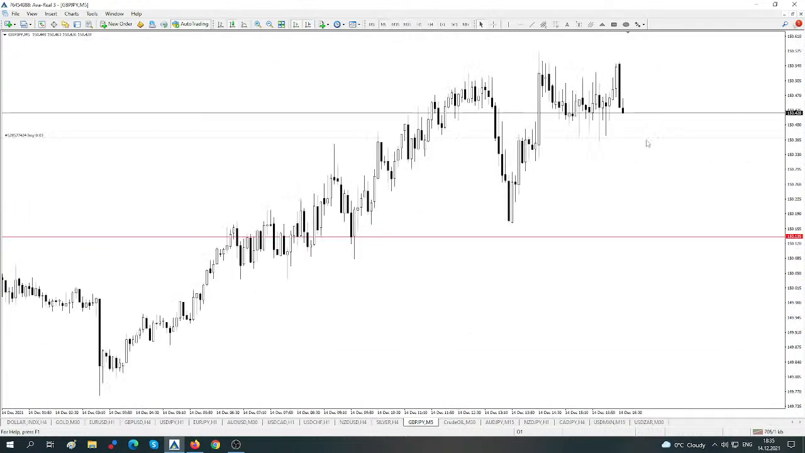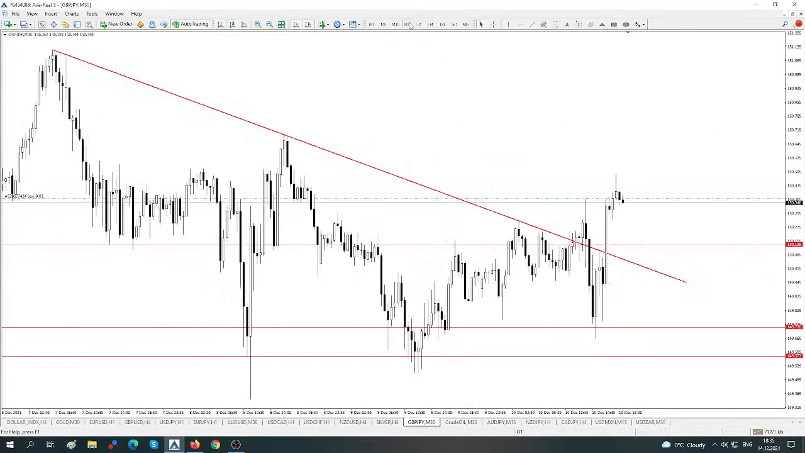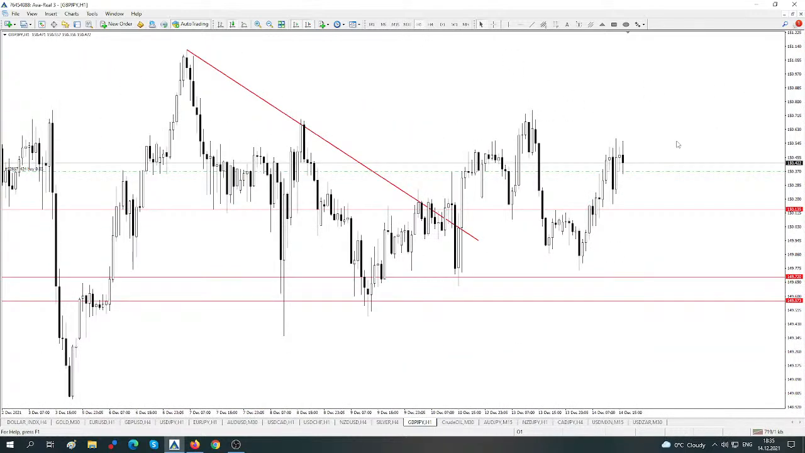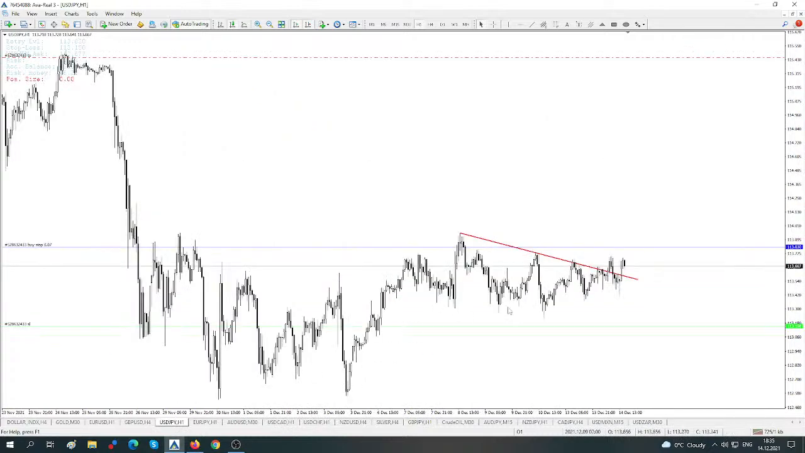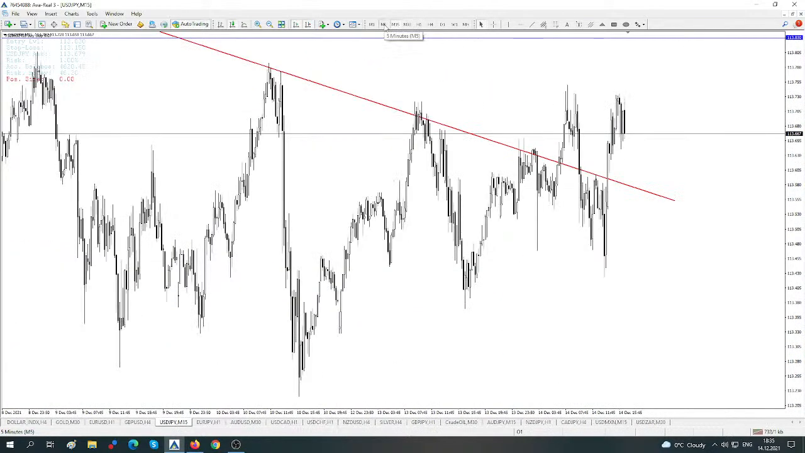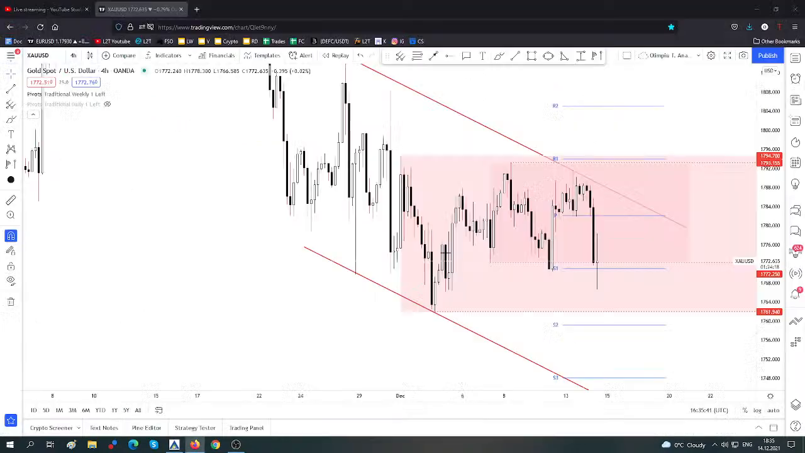Also, this is my trade in the British pound Japanese yen, still in profit. And I also have something like this, US dollar Japanese yen.